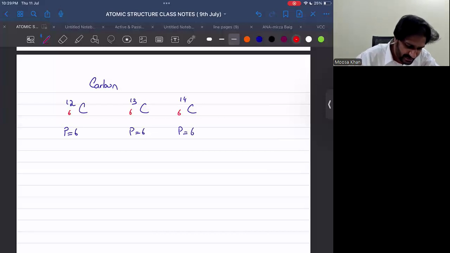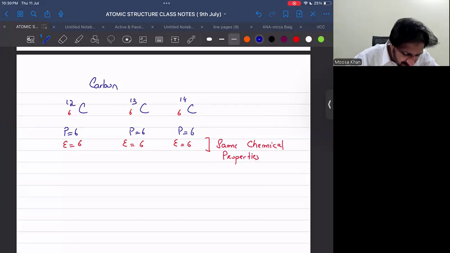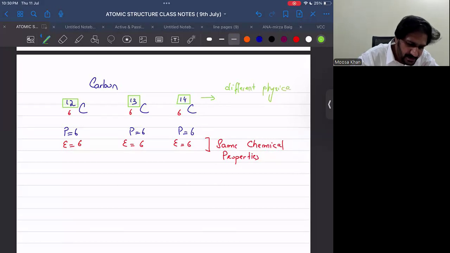But if we see the number of electrons, they are also 6. If the number of electrons is 6, it means all of these isotopes have the same chemical properties. But if we see their mass number, all of these isotopes have different mass numbers. First one is 12, second one is 13, and the last one is 14. On the basis of difference in masses, they have different physical properties.